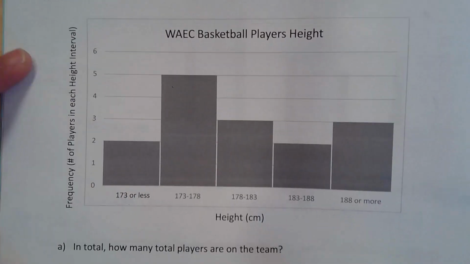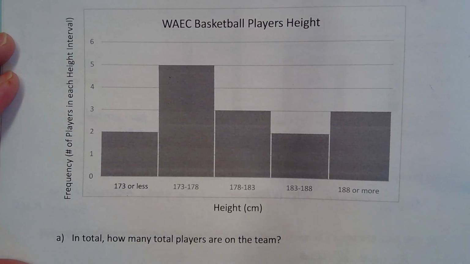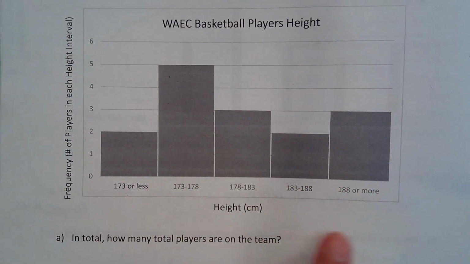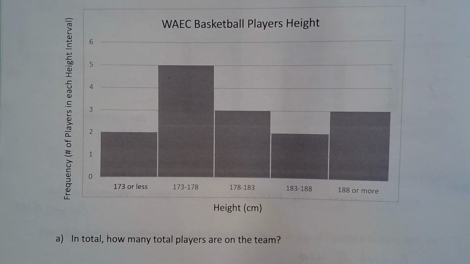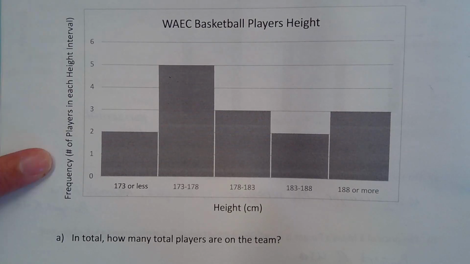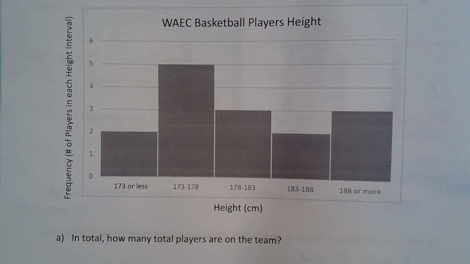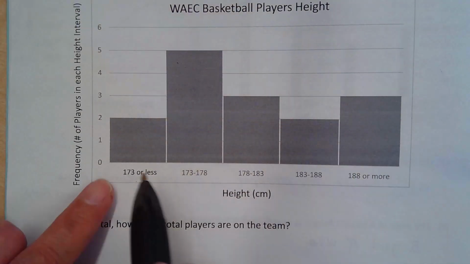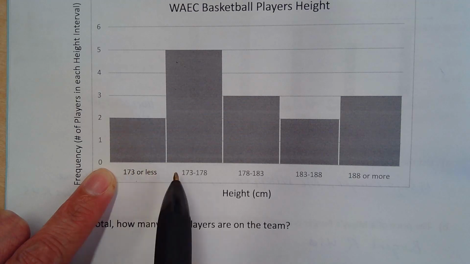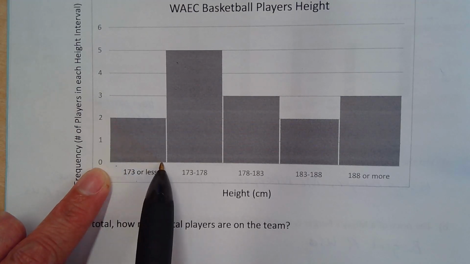Okay, so let's talk about the horizontal axis. What's on the horizontal axis? Height. What's on the vertical axis? Frequency, or number of players. So how many are in that category? If you take a look at this, it's not just one number. It's 173 or less. Kind of gives us this range of numbers.